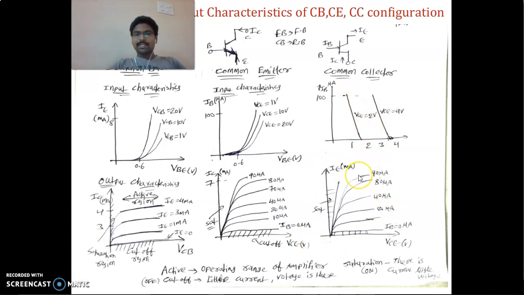Now, what are the output characteristics for the CC configuration? The output characteristics of the CC configuration are the same as the common emitter configuration, but the only difference is that here the IE current is there, where in CE the IC current is there. Here we have to mark the saturation region and the cutoff region. The active region is the operating region of the amplifier. The saturation region is where there is current but the voltage is very less. And the cutoff region means there is no current or little current, and the voltage is there.